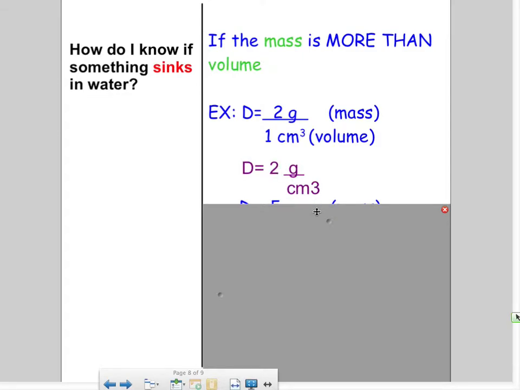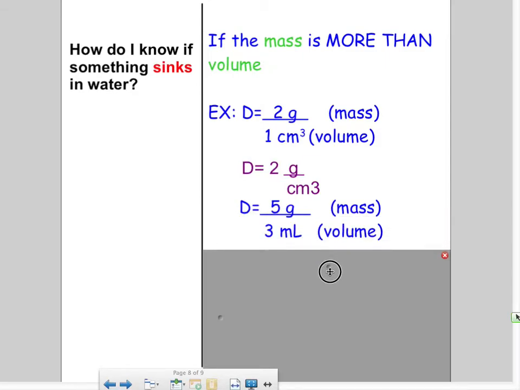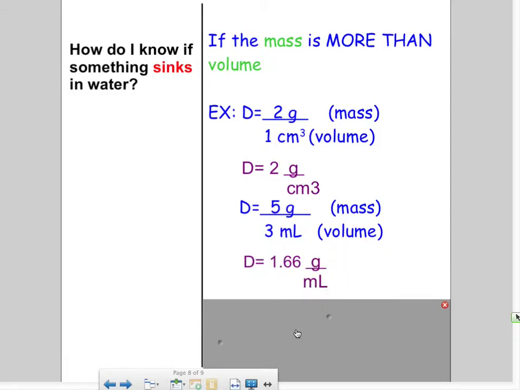Now, let me give you an example of milliliters. If I have 5 grams of mass over 3 milliliters, that means I have 5 grams inside 3 milliliters of space. 5 is greater than 3, therefore this will sink. If I divide 5 divided by 3 on my calculator, I will get 1.66 grams per milliliter. Therefore, it will sink.